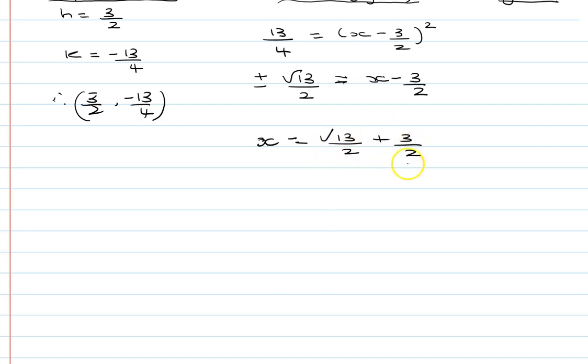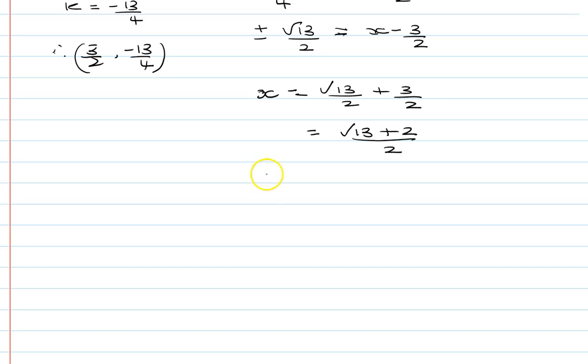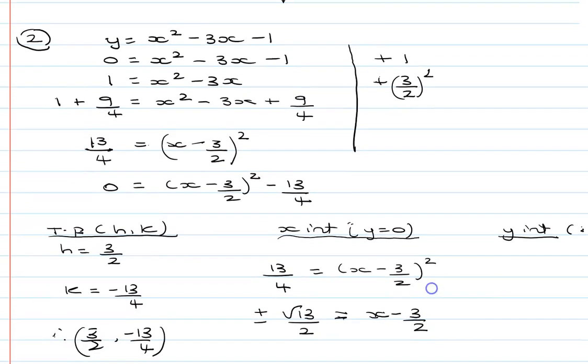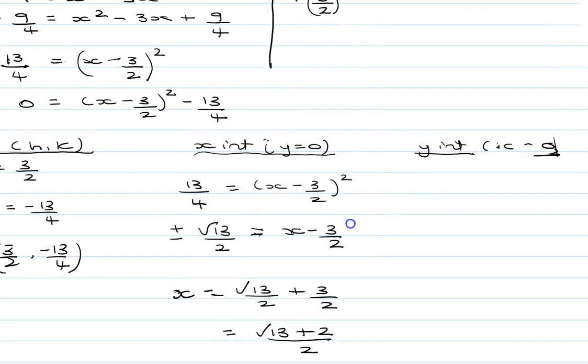Okay, look at this. The denominator for both fractions is 2, so I can put that together to make it look neater, like so. And then the second solution is obviously the negative version of root 13 over 2 plus 3 over 2. And I can write that neater as 3 minus root 13 over 2. Okay, let's look at that y-intercept. So let's go back to the original equation. We can see here if we substitute x equals 0 into this, we get y equals negative 1. So that's an easy one to do.